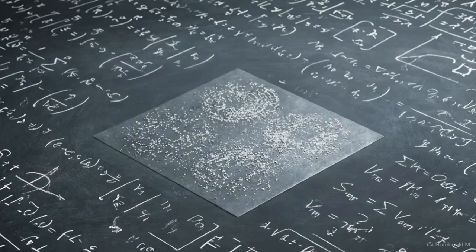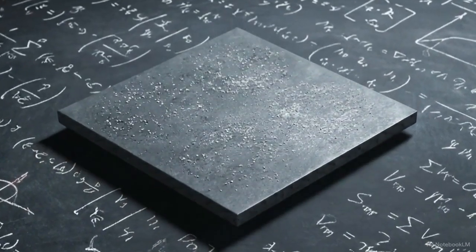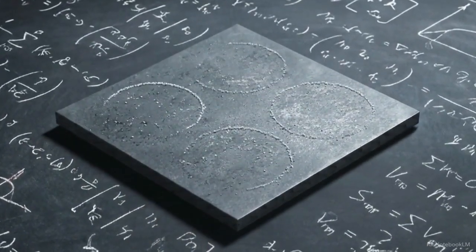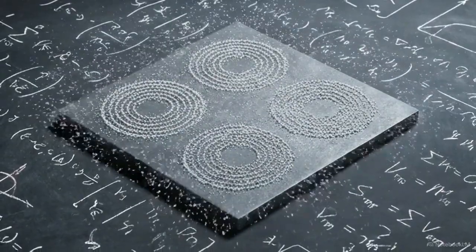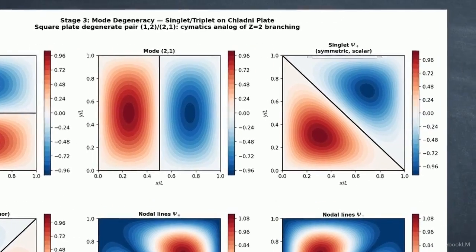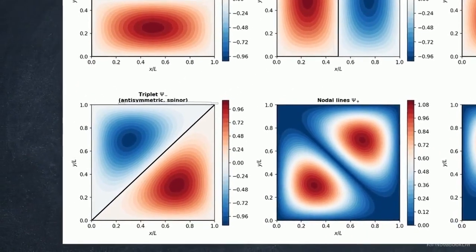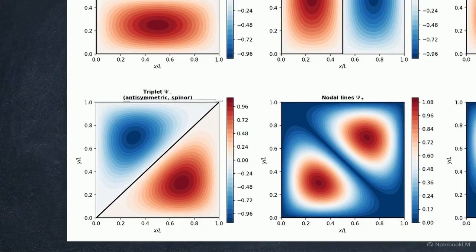We can translate the theoretical Z equals 2 mathematical pairing directly into a testable, macroscopic format using a square Chladni cymatics plate. This chart diagrams degenerate mode pairs, modes sharing the same resonant frequency but with spatial patterns rotated 90 degrees. Their symmetric superposition generates the singlet analog, psi+, producing four-fold radial symmetry. Their antisymmetric subtraction generates the triplet analog, psi-, yielding two-fold directional geometry.